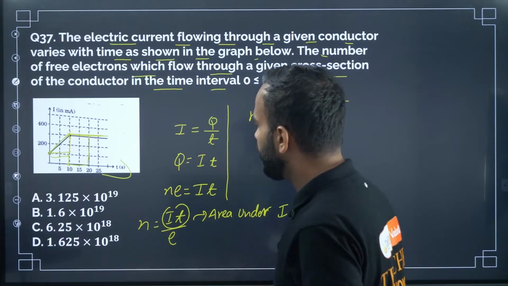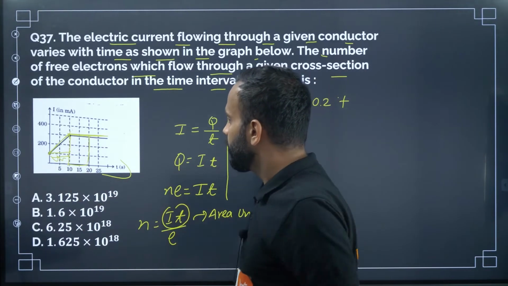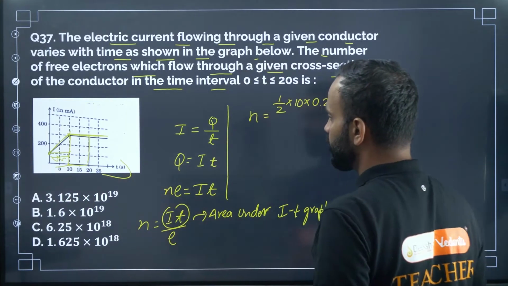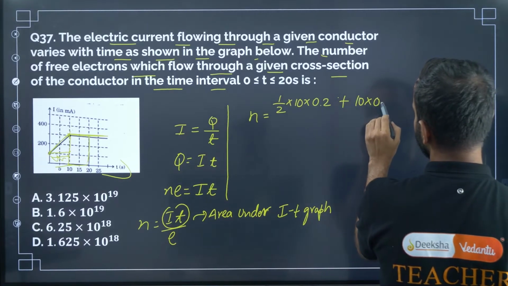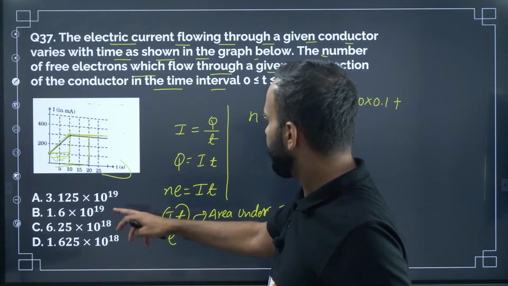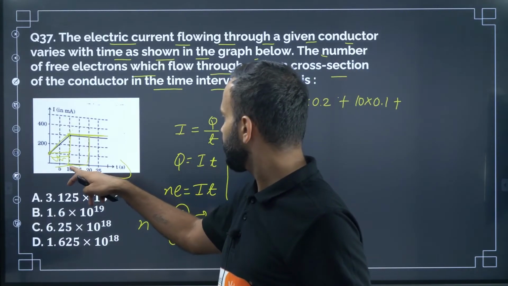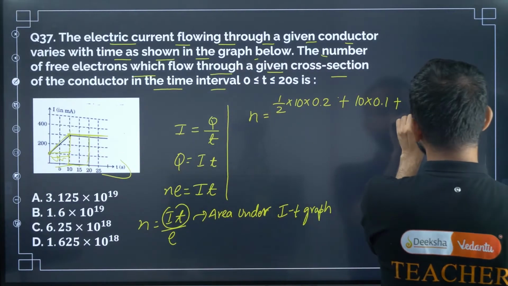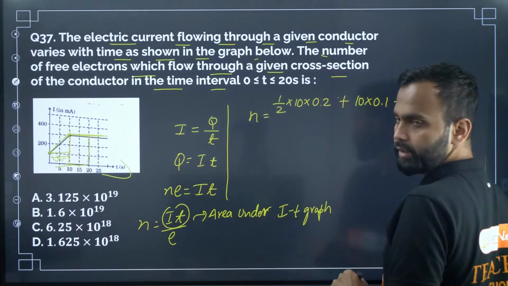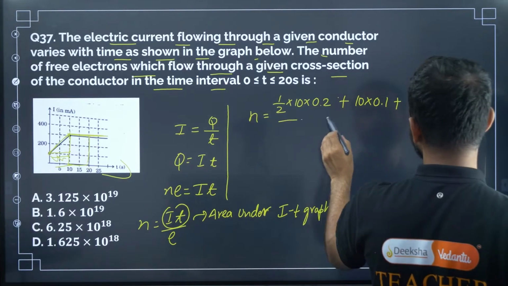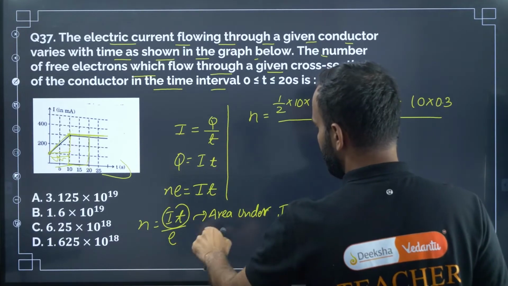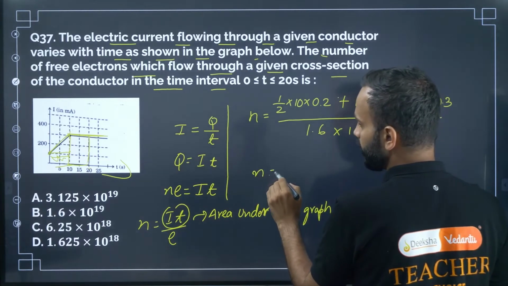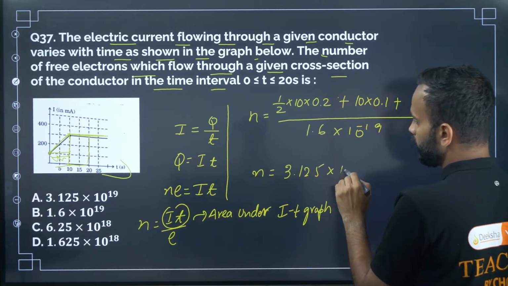Plus the area of this rectangle, this one, right? So here the length is 10, the height will be 100, right? So 10 into 0.1, plus now the area of this rectangle. So here the length will be 10 and the height will be 300, so 0.3. So 10 into 0.3, 300 milliampere is 0.3 ampere, whole divided by E, which is 1.6 into 10 to the power minus 19. Now solve this, you will get 3.125 into 10 to the power 19.